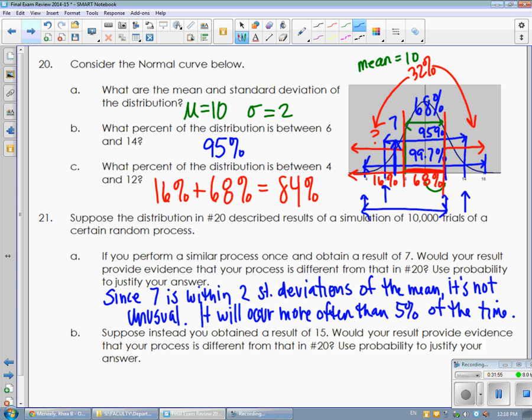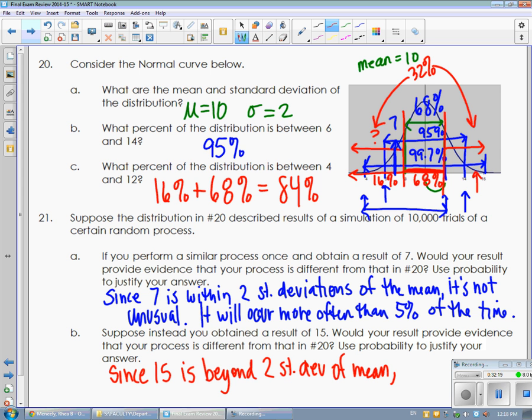Okay. Now in part B it says, suppose instead we obtained a result of 15. Well, look where 15 is. 15 is way out here. 15 is beyond 2 standard deviations. So since 15 is beyond 2 standard deviations of the mean, it occurs less than 5% of the time.